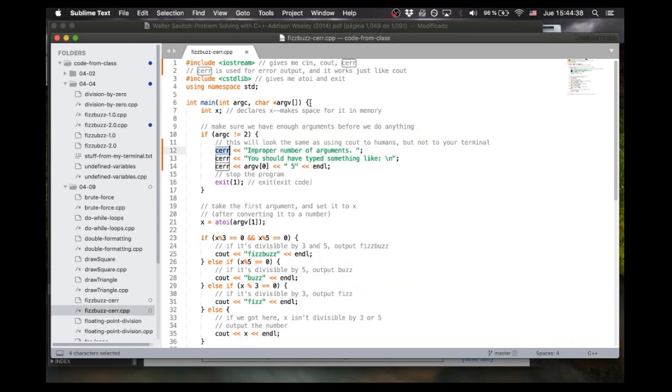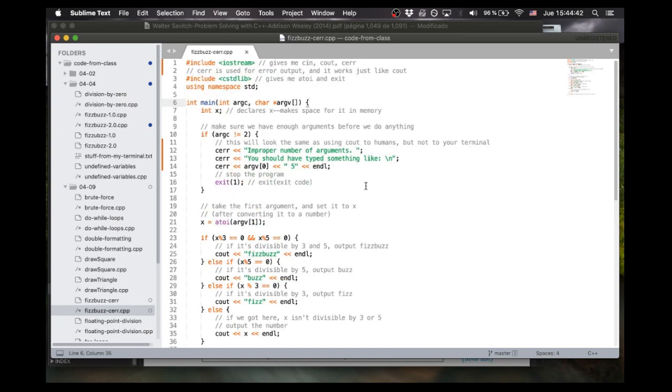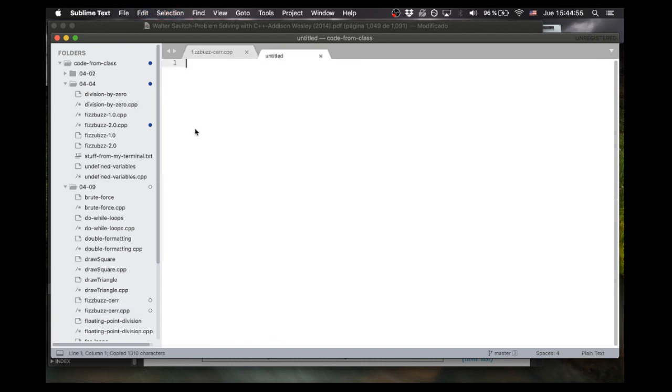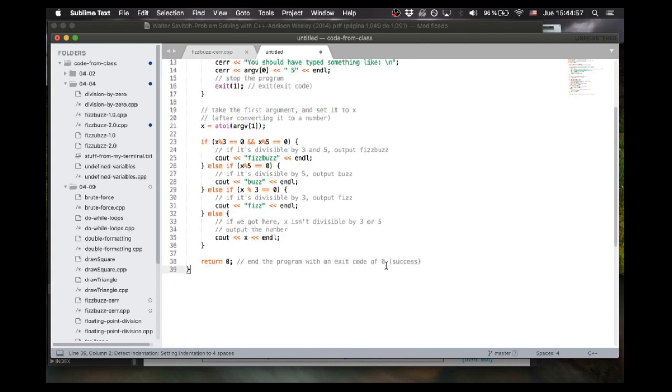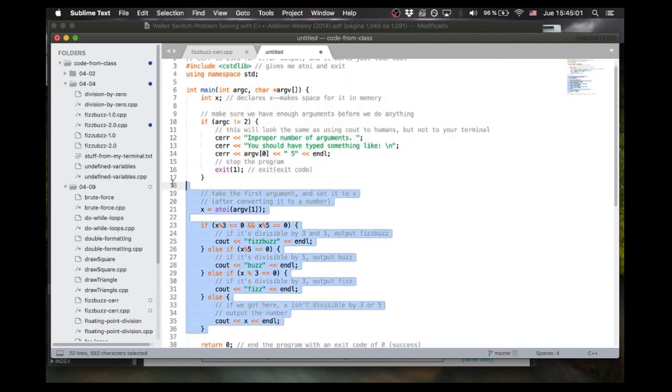I think, if not in your textbook, it'll be in a later lecture about cerr. Okay, so you can use cerr just like cout, but it's used for error output. Okay, and then the very last thing that I want to talk about is something very simple. It's just another way of declaring variables.